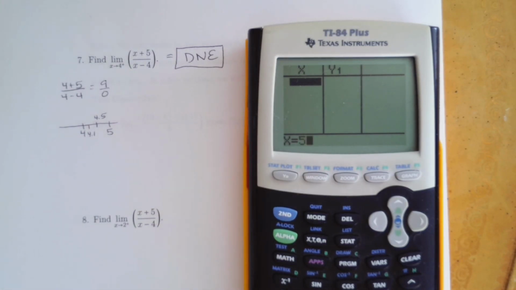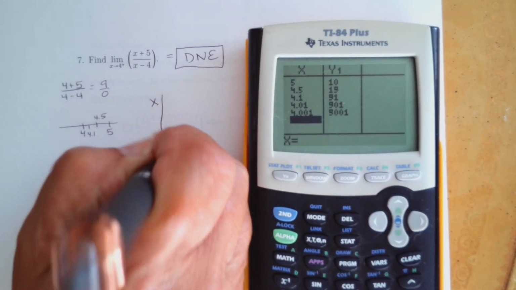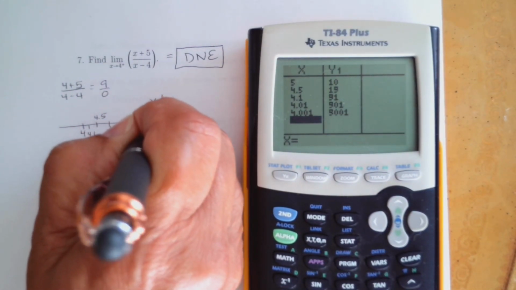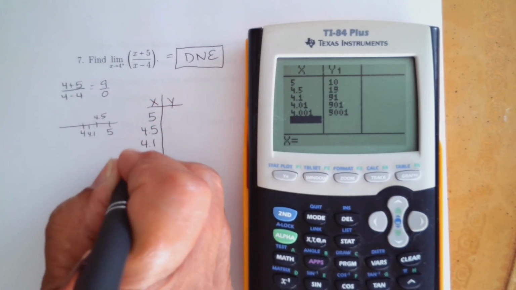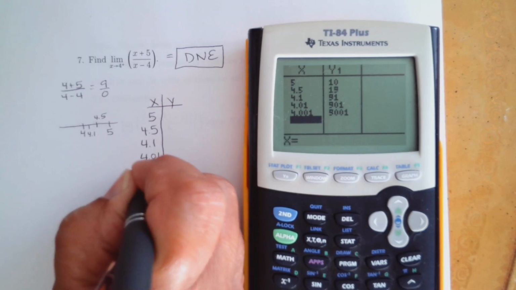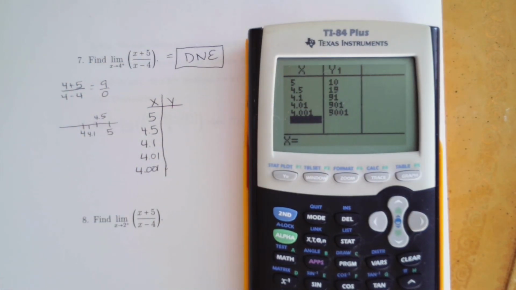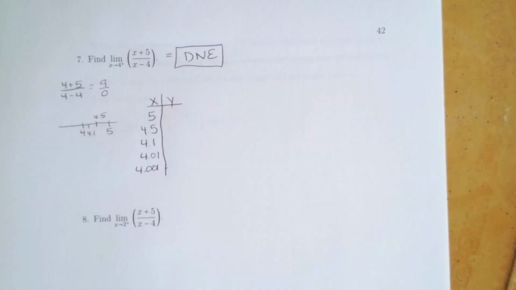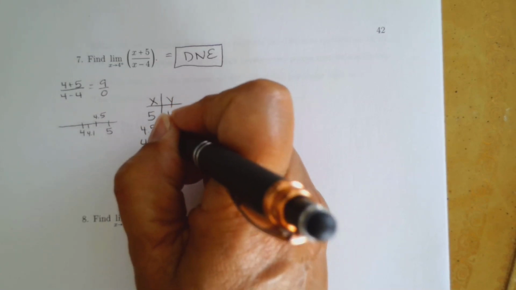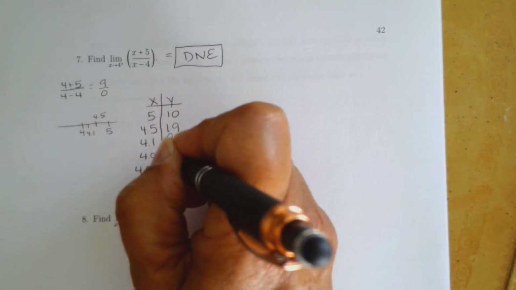All right, so I'm going to do 5, 4.5, 4.1, 4.01, 4.001. Okay, so prove it to yourself that you are going to either positive or negative infinity. So we did on this graph, we did 5, 4.5, 4.1, 4.01, right? And you know, just enough for you to believe that. So we did 10, 19, 91, 901, 9001. So you see that we're going towards positive infinity. Numbers keep getting bigger and bigger. Okay.